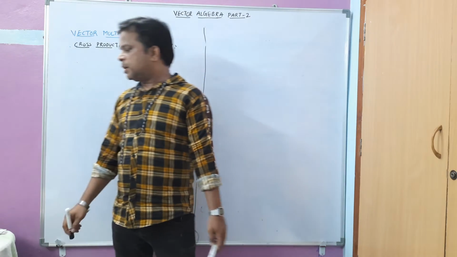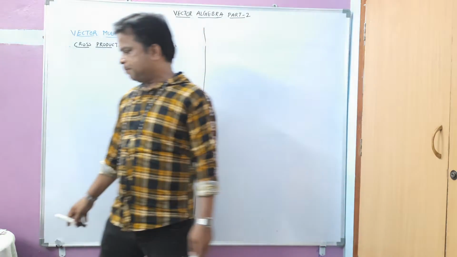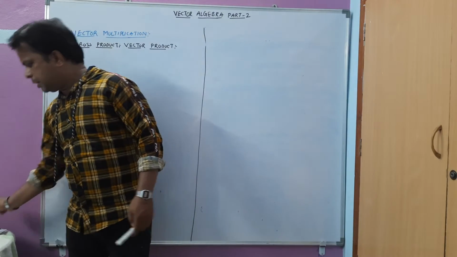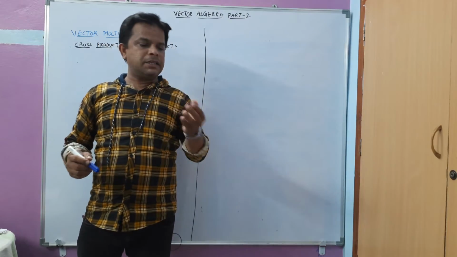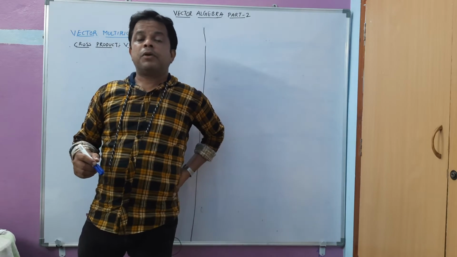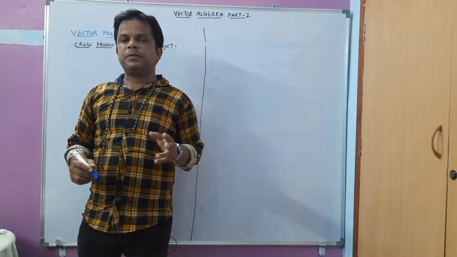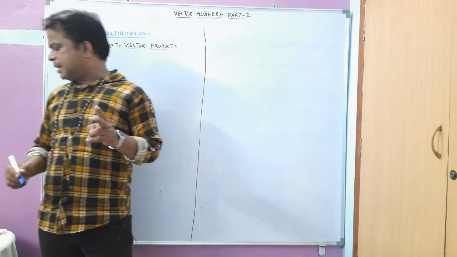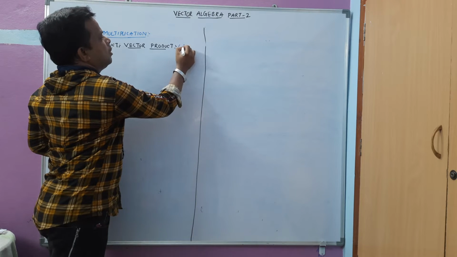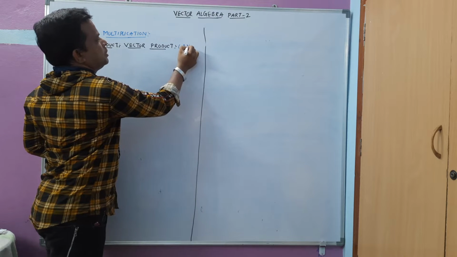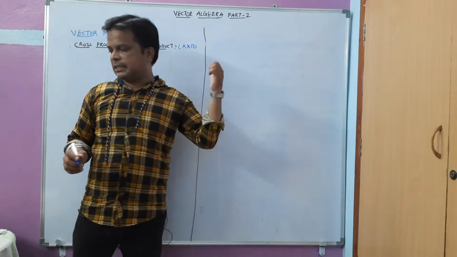The result of the cross product is always a vector. Now in this one we first need to understand the definition. What is the vector product or the cross product? If we are having two vectors A and B, the cross product of two vectors A and B is written as A cross B. Always remember this.